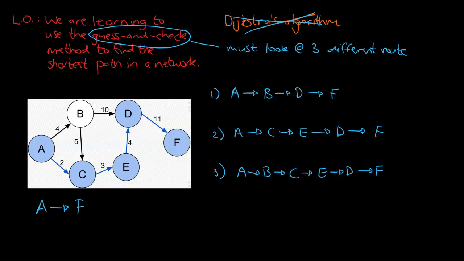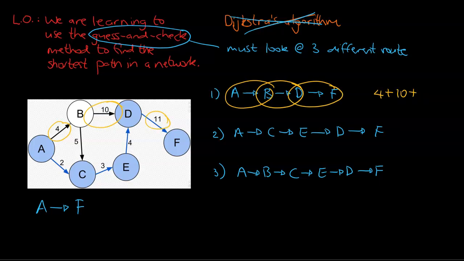Let's now get into the maths of it. So A to B was 4. So this here would be 4 plus, and then we're looking at B to D, which was that 10, plus 10, and we're going to plus the D to F, which was the 11. So this route here would have taken us 25 units, whatever that unit might have been.